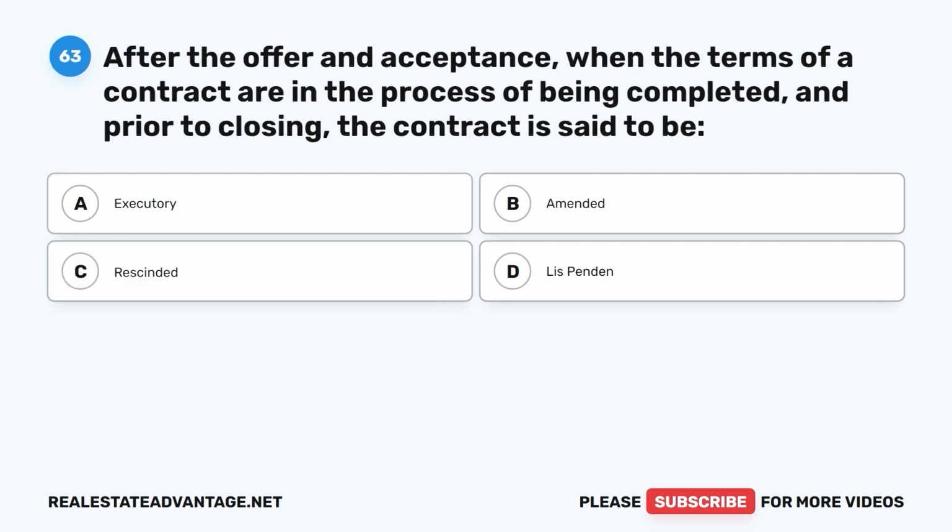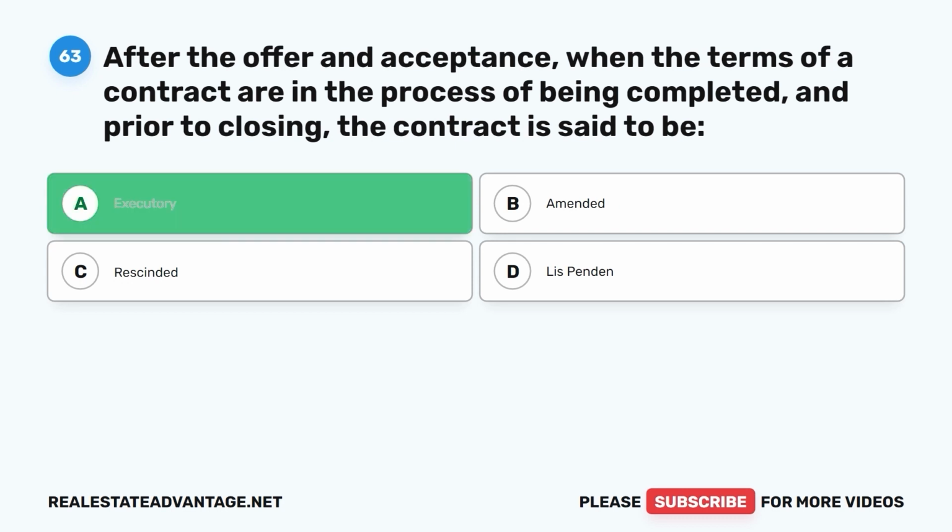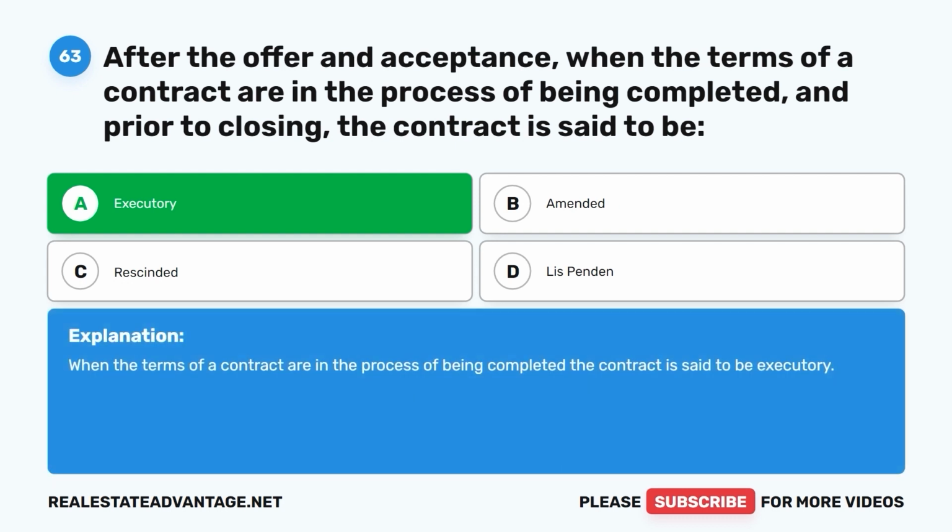Question 63. After the offer and acceptance, when the terms of a contract are in the process of being completed and prior to closing, the contract is said to be A. Executory, B. Amended, C. Rescinded, D. Lis pendens. The correct answer is A. Executory. When the terms of a contract are in the process of being completed, the contract is said to be executory.